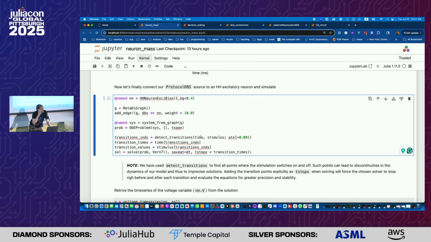Then another thing that is very important, and Hermann spent a lot of time on this, is that in order to solve an ODE where you connect an input source like a pulse input source into an ODE solver, you have to tell the ODE solver when there are discontinuities.